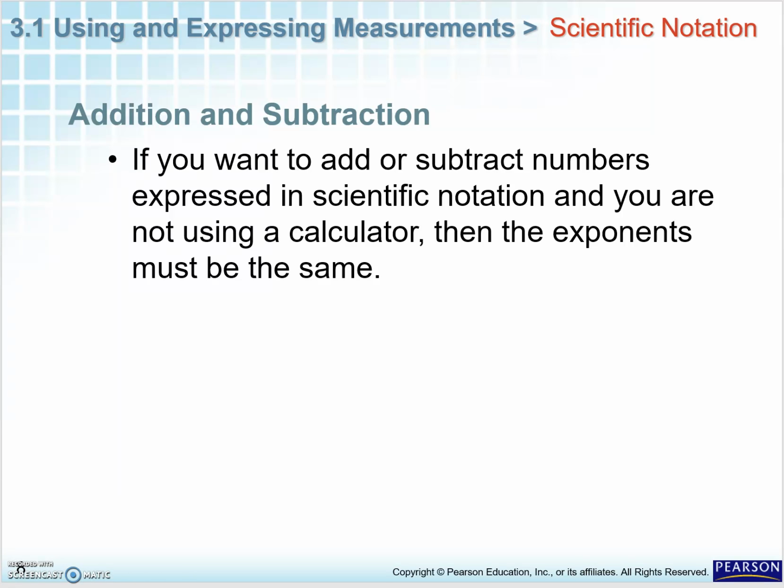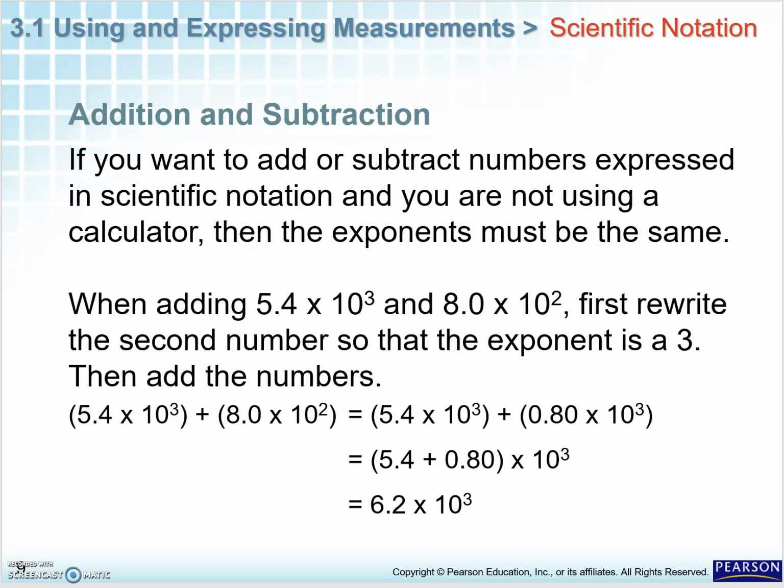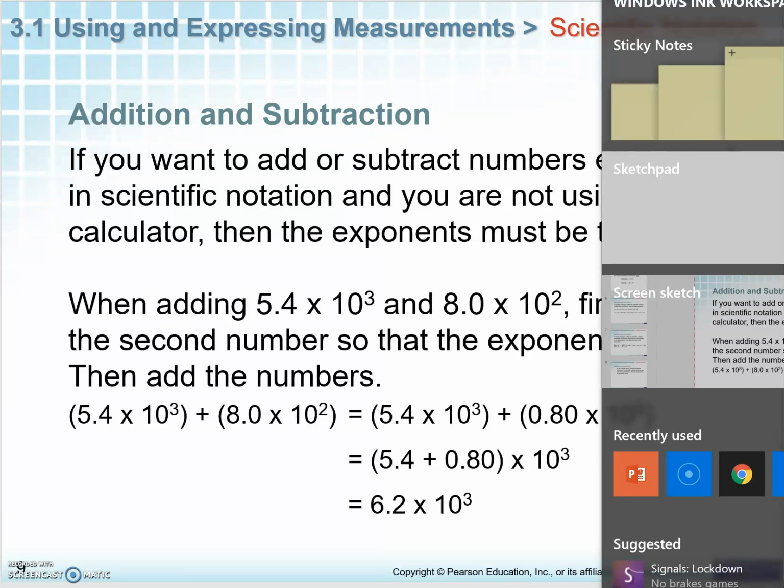Okay, so in addition and subtraction, the rules are a little different. Whenever you want to add or subtract numbers that are in scientific notation and you're not using your calculator, the exponents must be the same. That's the tricky part. So, for example, when you have 5.4 plus 8 times 10 to the 6th, you have to convert your numbers to have matching exponents.